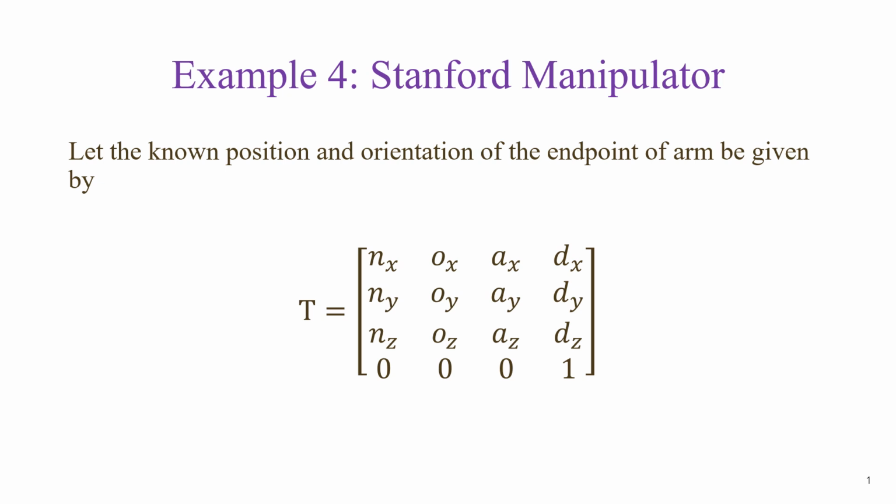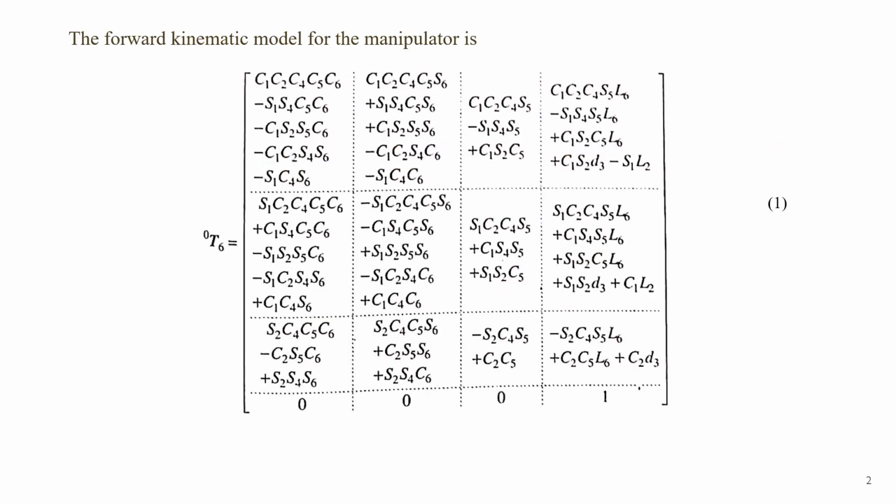So here, the transformation matrix T is the known transformation matrix, which represents the position and orientation of the end effector plate. So this is the forward kinematic model of the manipulator. So the Stanford manipulator, this is the forward kinematic model.